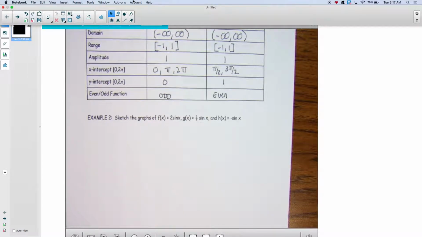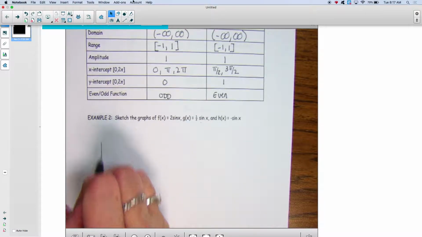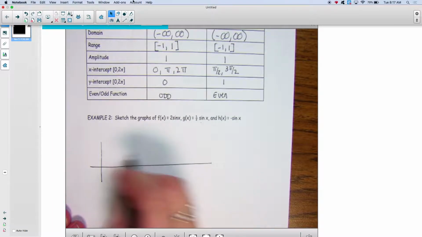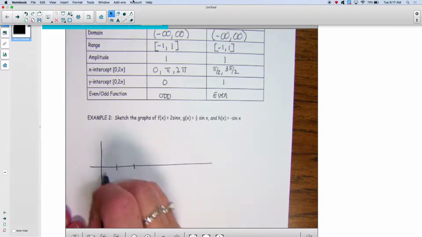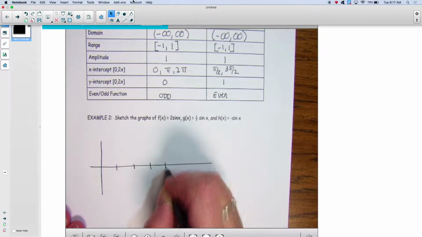Guys, I don't provide you with xy coordinate grids on here, because when we start changing the periods and things, I like to be able to, we've got 5 important points here. 1, 2, 3, 4, 5.